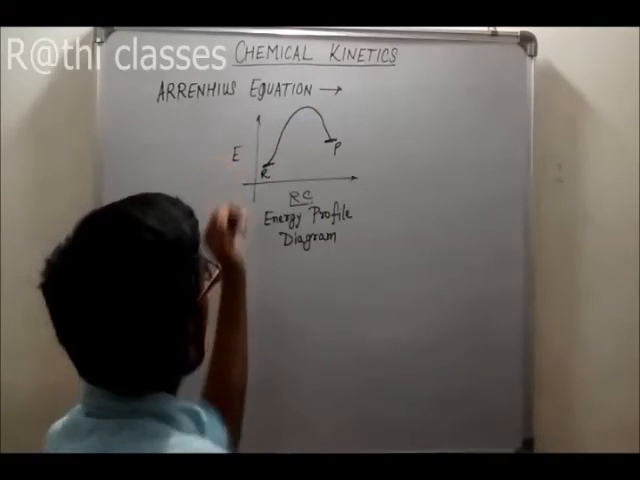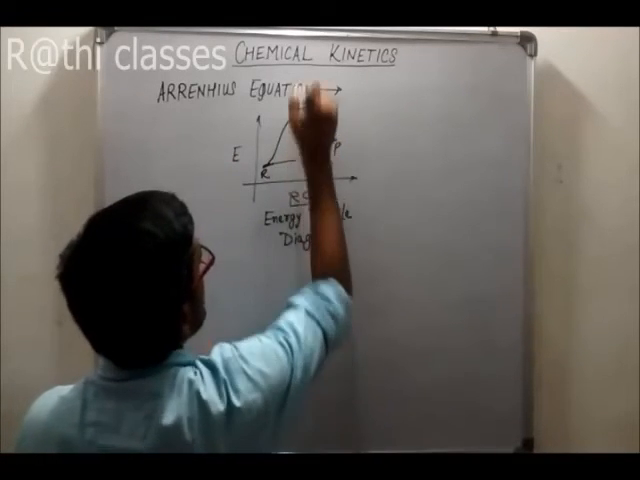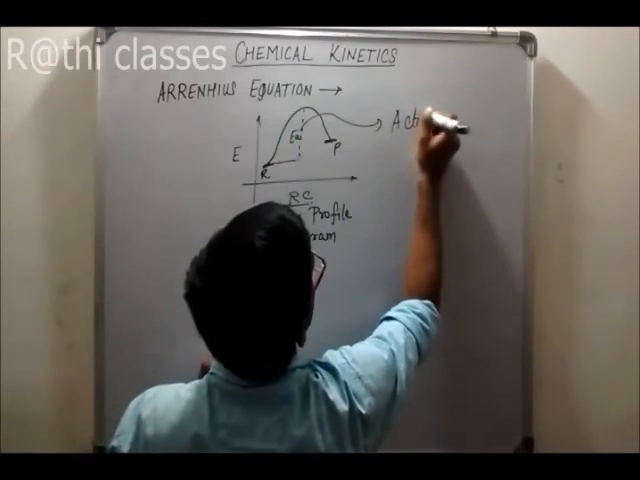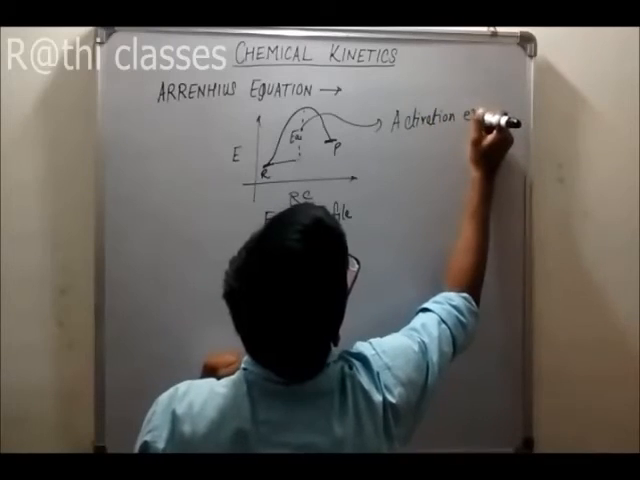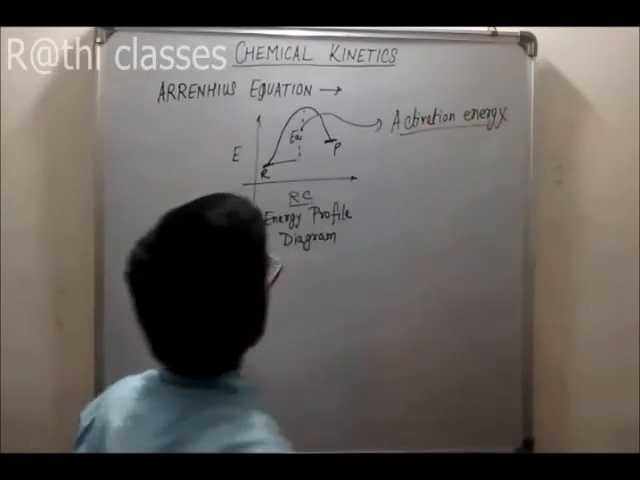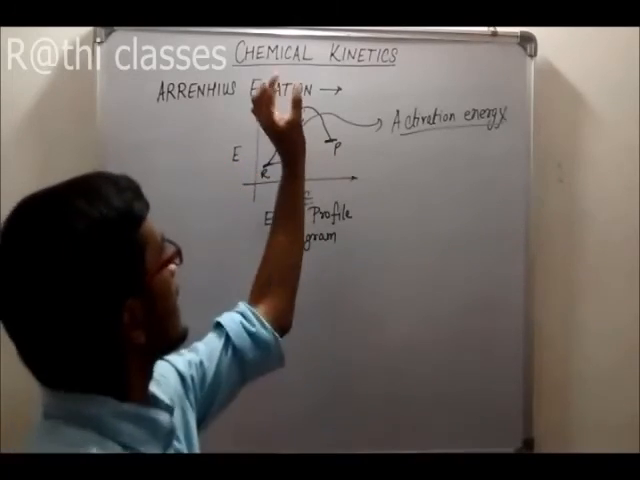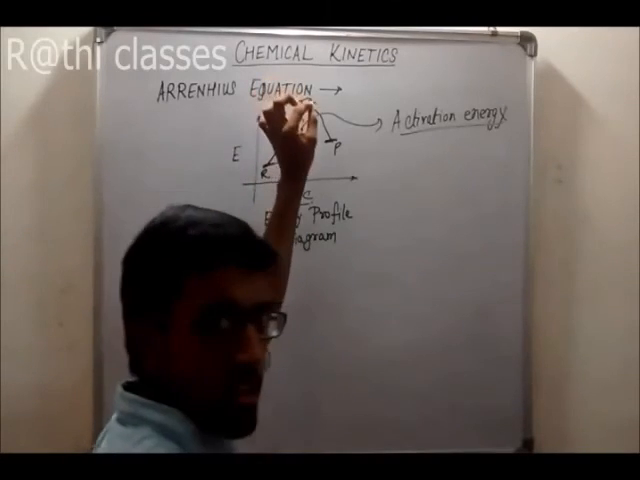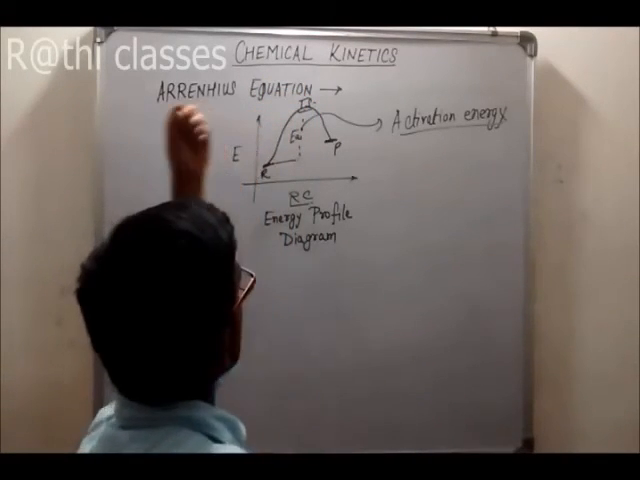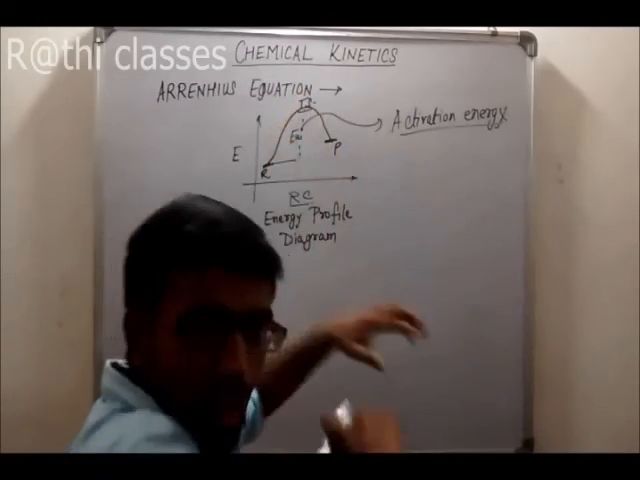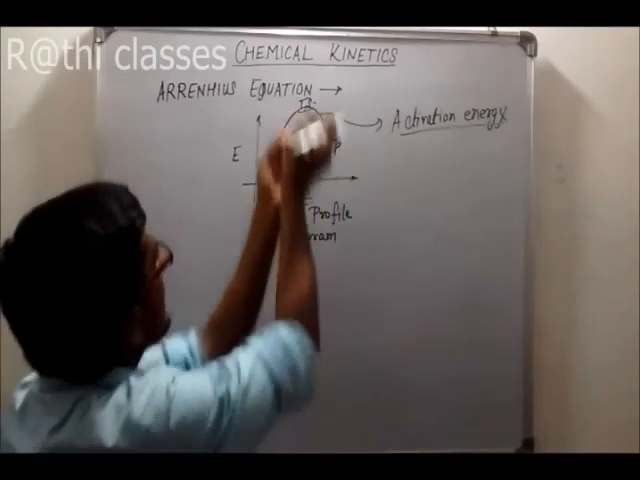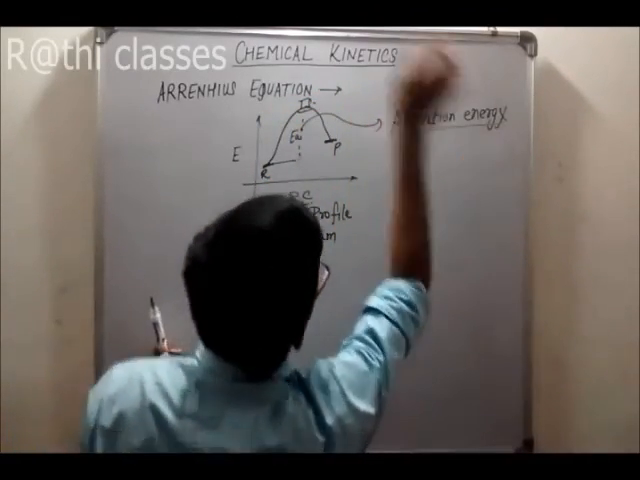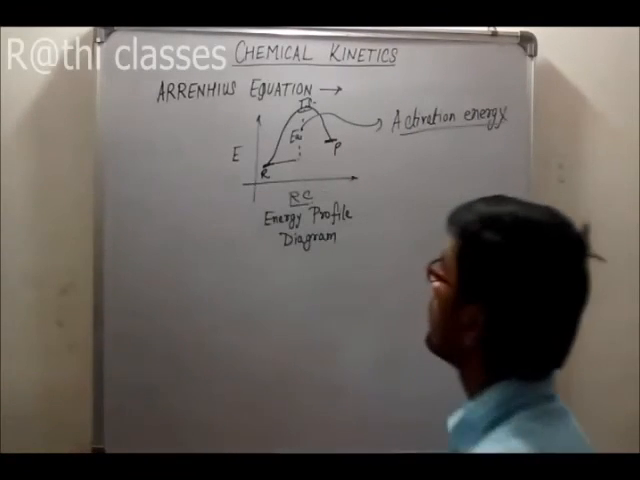Now, in this case, this energy barrier is called the activation energy. This is the minimum energy barrier, and this is called the transition state. At this state, the reactants start converting into products. So the minimum energy barrier required for the reactants to reach the transition state and start forming products is called the activation energy.